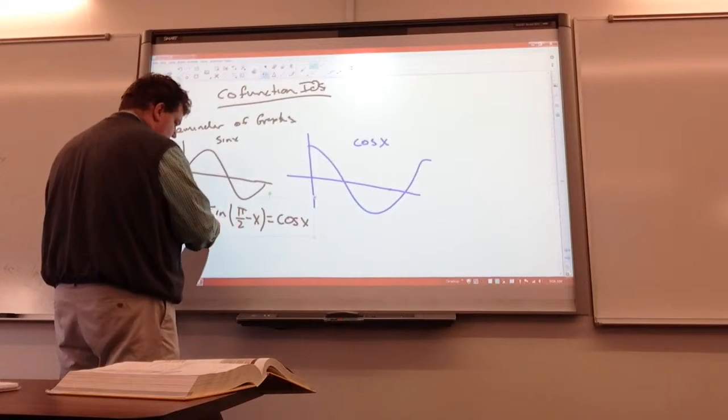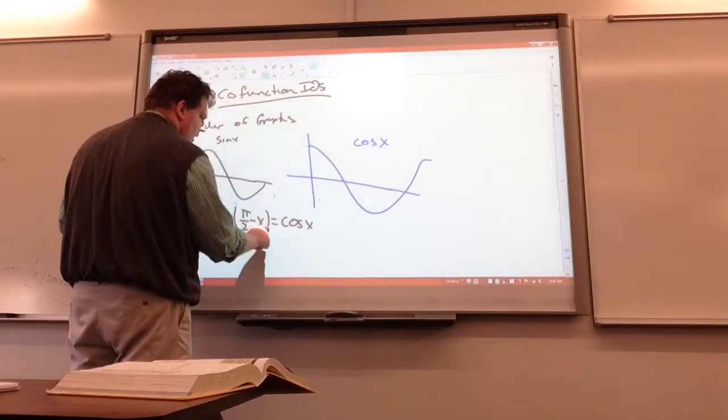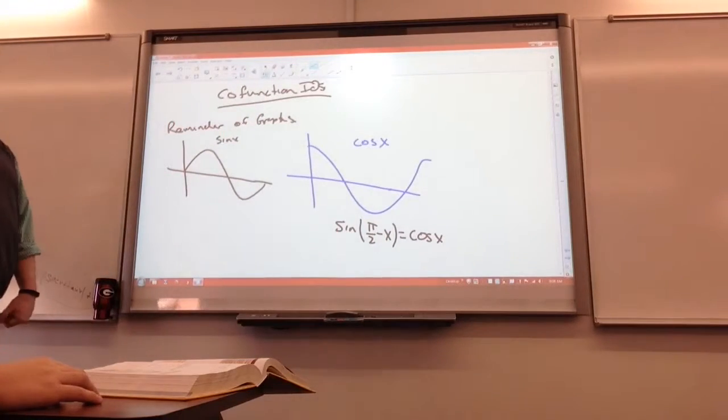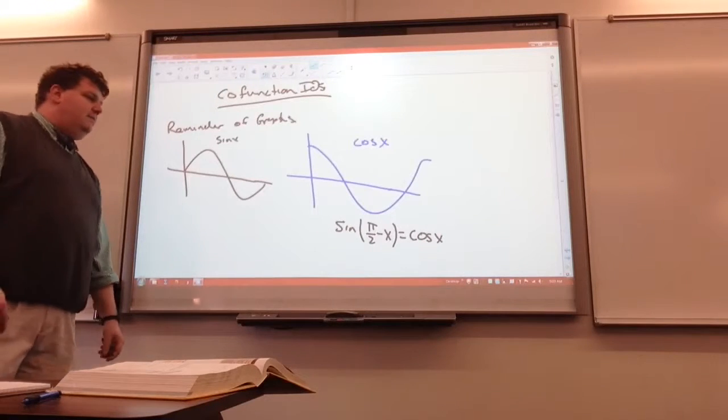Should we use x there or theta? It doesn't matter. Likewise, with any of the identities, it actually doesn't matter what the variable is, as long as it's the same variable, obviously. In fact, you'll see in the book they use things like U's, W's, V's, etc.